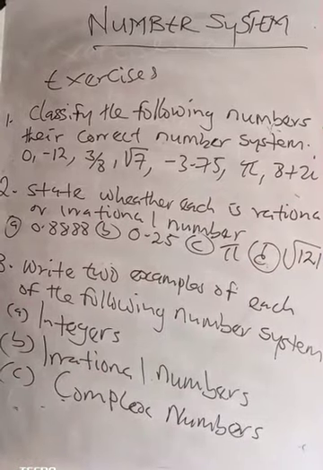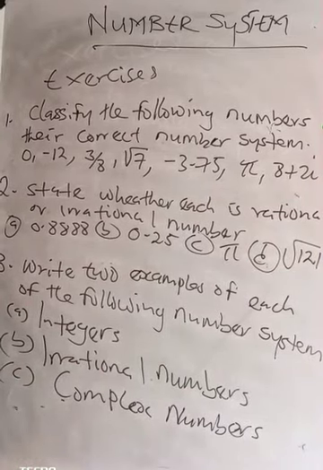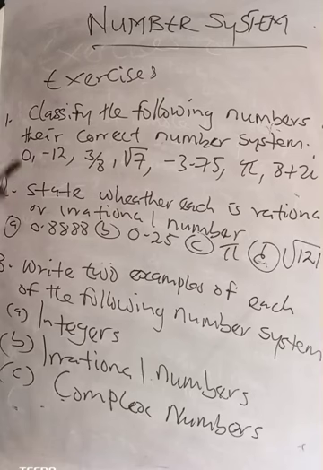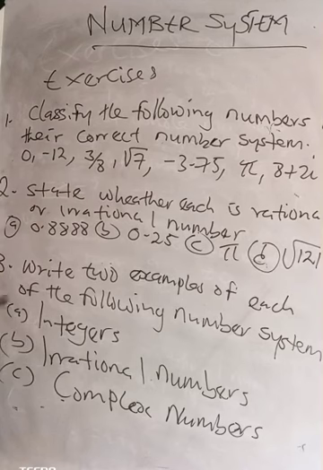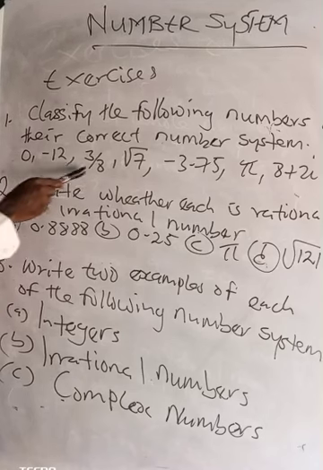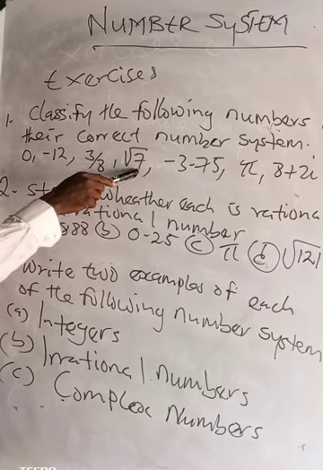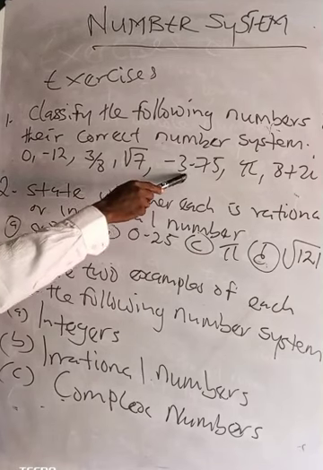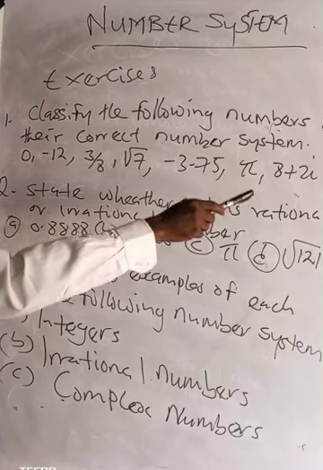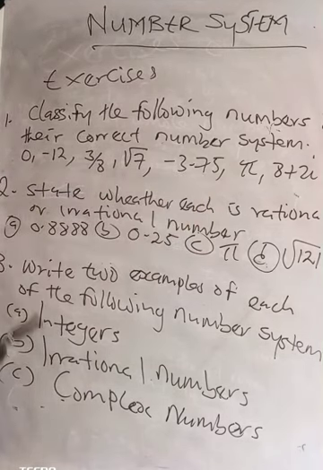We can see the exercises before us. Number system exercises. Number 1, classify the following numbers into their correct number system. You can see the numbers displayed: 0, minus 12, 3 over 8, root 7, minus 3.75, pi, 8 plus 2i.